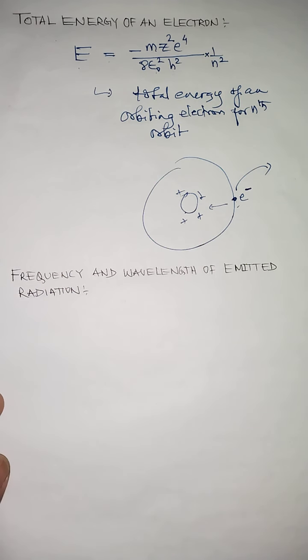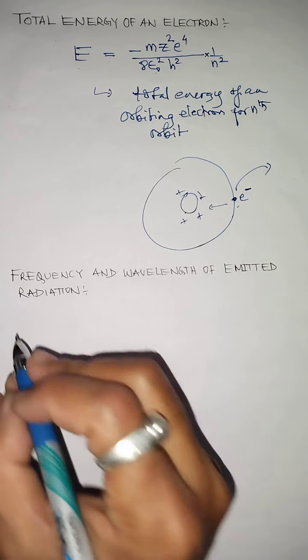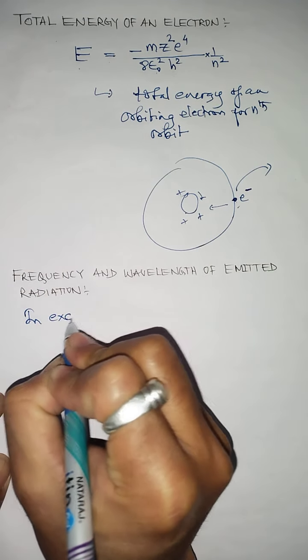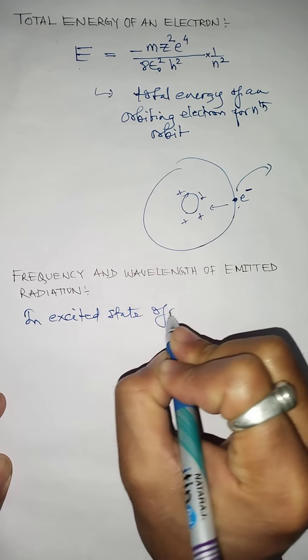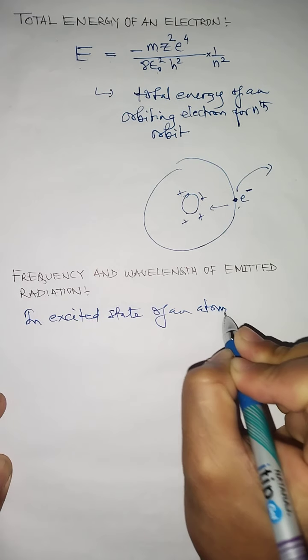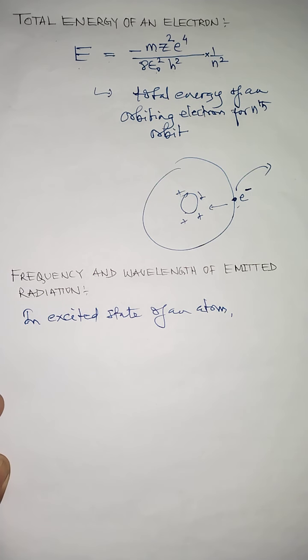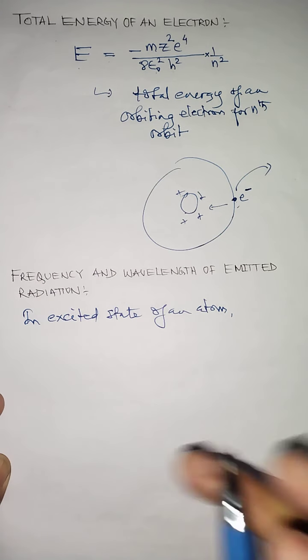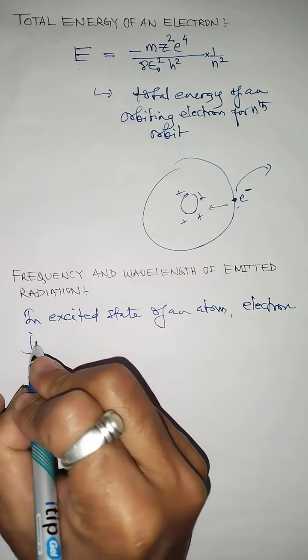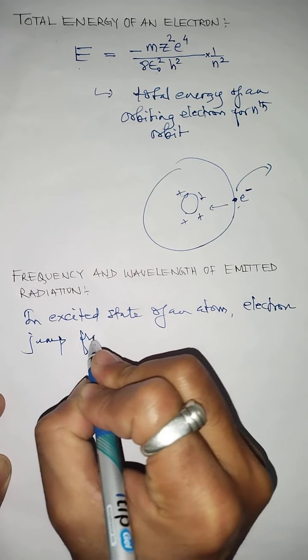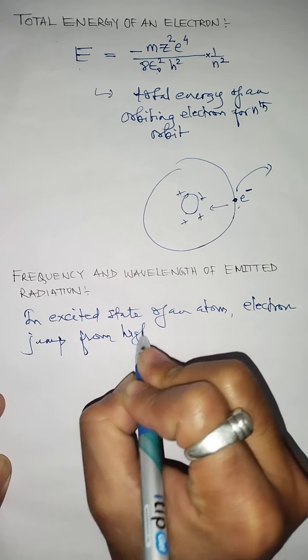Now I consider that the atom is already in the excited state. So I write: in the excited state of an atom. The excited state of an atom means the atom has already received energy from outside. So under this state, the electron jumps from any of the higher energy states to any of the lower energy states.